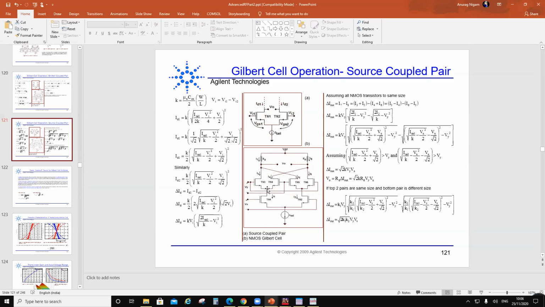So this is GM, this thing, right? Now, same thing is over here. Once TN1, TN2 become a switch, then what's going to happen? Either I1 will be 0 or I1 will be I tail.